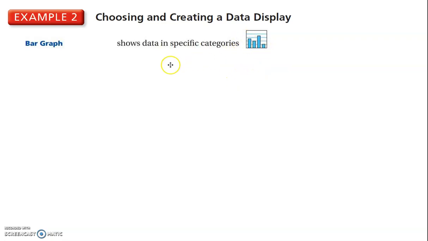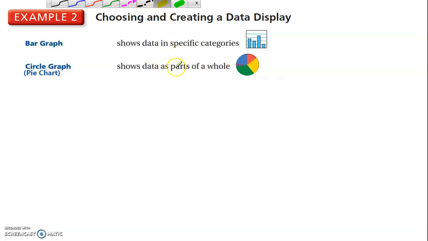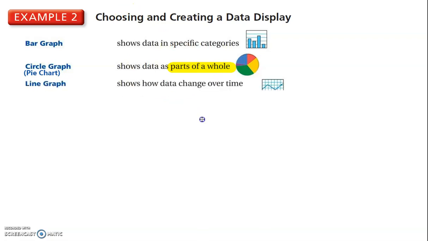You could compare those. Then we've got a circle graph, or sometimes named a pie chart. That's data shown as parts of a whole, and this is important. Parts of a whole, so you might want to highlight that for yourself. Okay, then a line graph shows how data change over time.